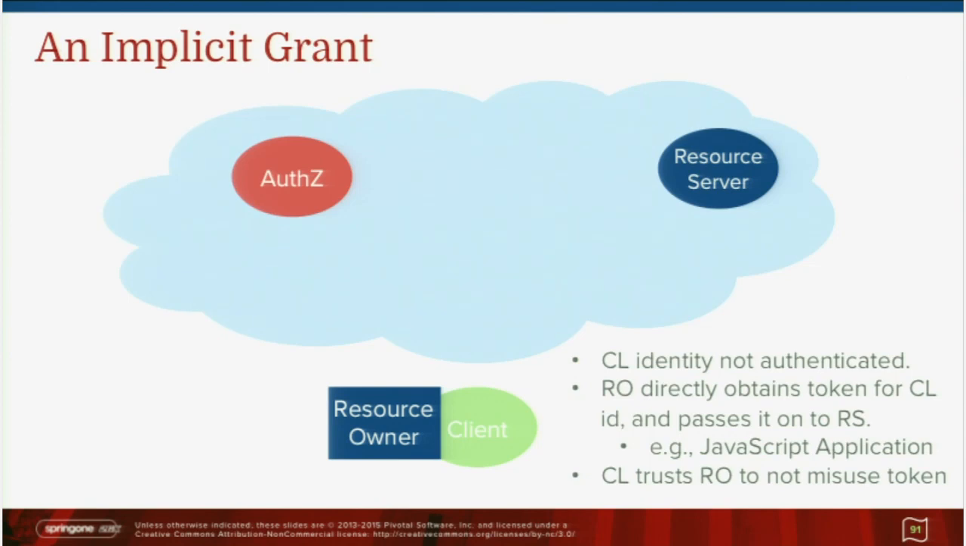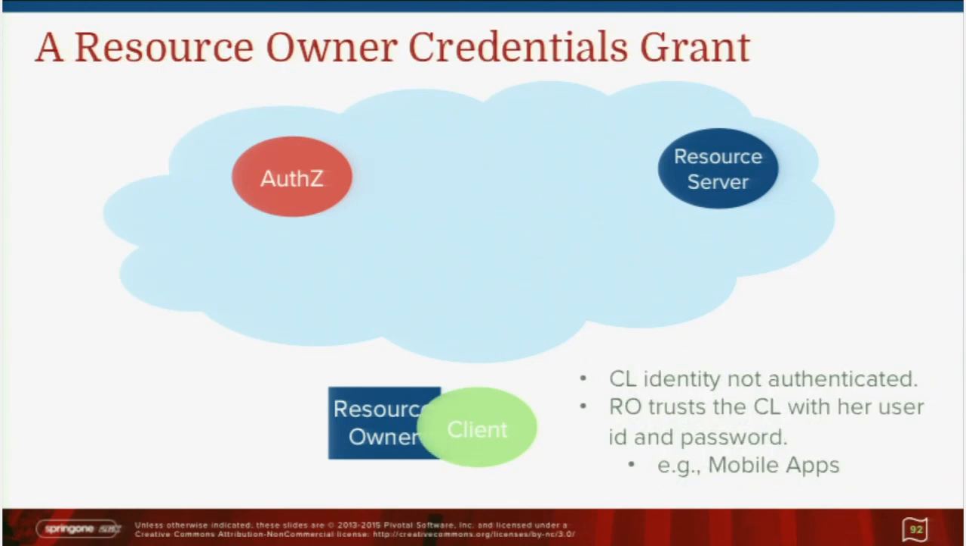Okay, implicit grant, real quickly. Lower right corner, again, that's the takeaway. I could run you through a mind-numbing number of exchanges again, but the answer is the takeaway in the lower right, which is why this particular grant type exists. And that scenario is when you would use this grant type. The client identity is not authenticated. The resource owner directly obtains a token for the client, and then passes it on to the resource server. The client is implicitly trusting the resource owner to not misuse his token. Those two security roles of client and resource owner are essentially collapsed, and the resource owner takes precedence. The client trusts the resource owner to do the right thing. Sounds like a conflict of interest.